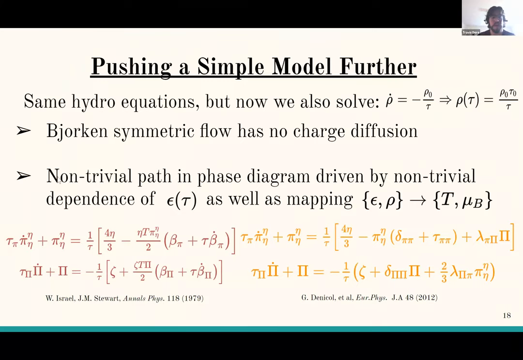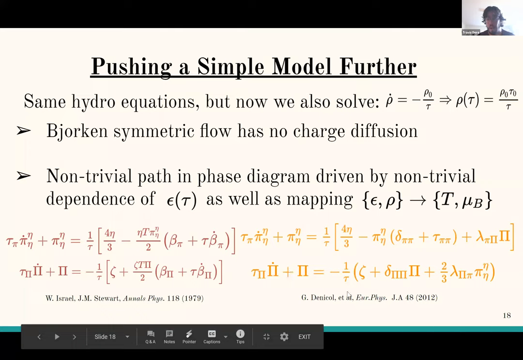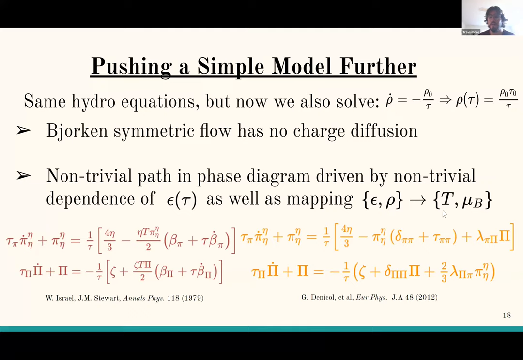Okay. So as I was saying, to transition back, those non-trivial paths are driven by the non-trivial dependence of your energy density as a function of time, because of course your energy density as a function of time is going to be affected by what your viscous currents are doing, and also by the non-trivial mapping between epsilon, rho, and mu_B, because this is a nonlinear equation of state, so that also complicates things. So that's really how we interpret where this behavior is coming from.